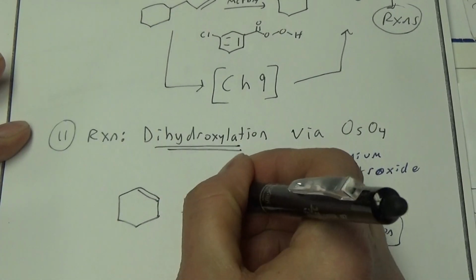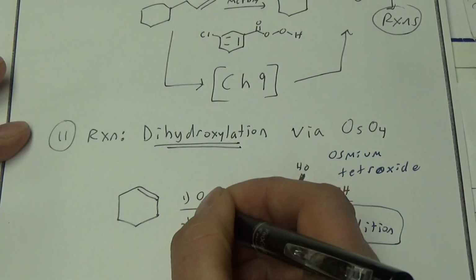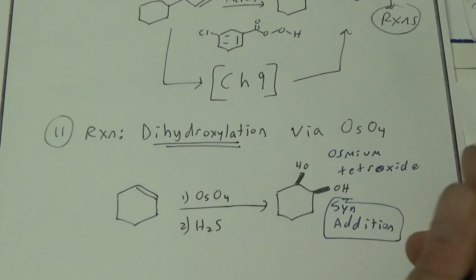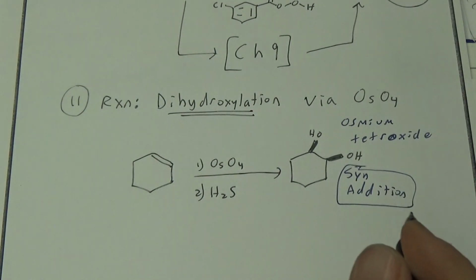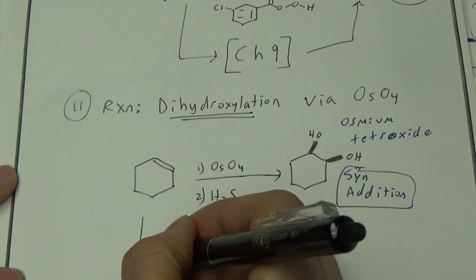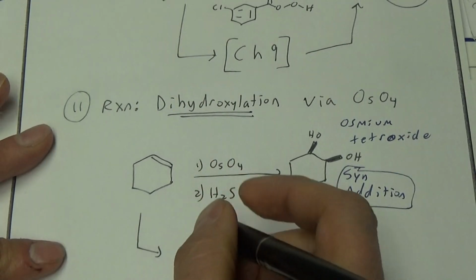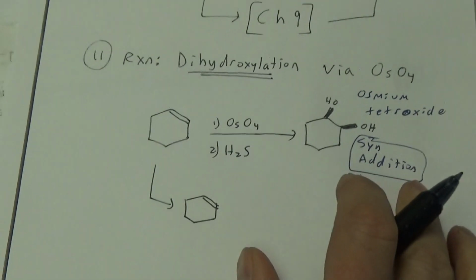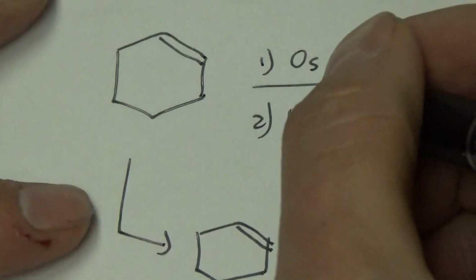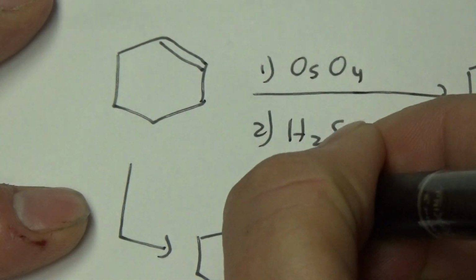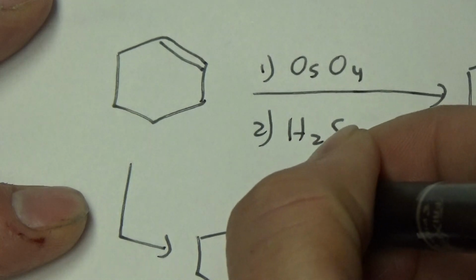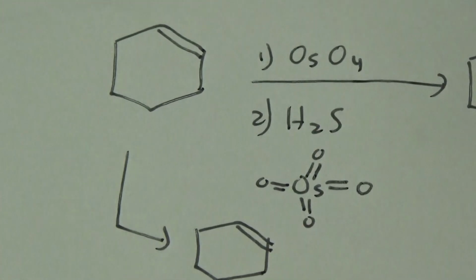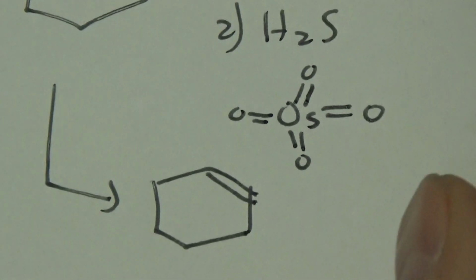So it's OsO4, osmium tetroxide, H2S, some kind of sulfur salt. Very simple mechanism. I'm also giving a slightly simplified mechanism of this. Alright, so let's draw that cyclohexene. The way to do this is you draw osmium, double bond to O, double bond to O, double bond to O, double bond to O. You have to draw it in that orientation.